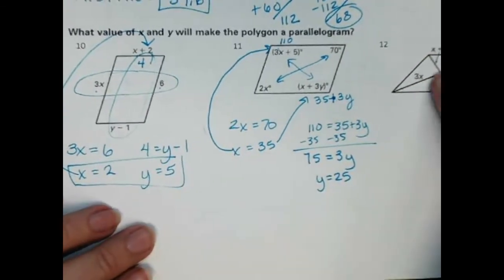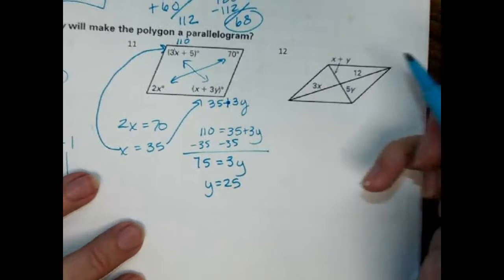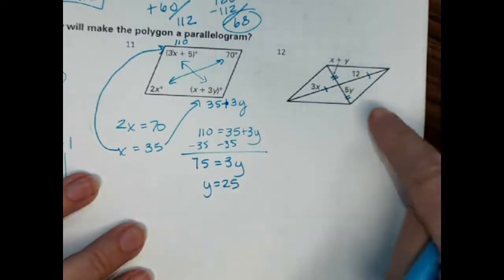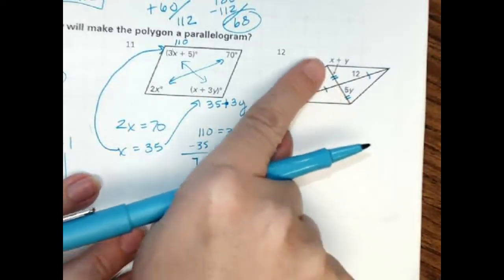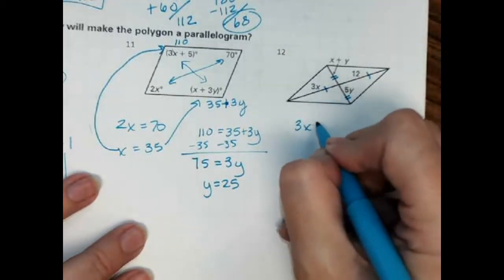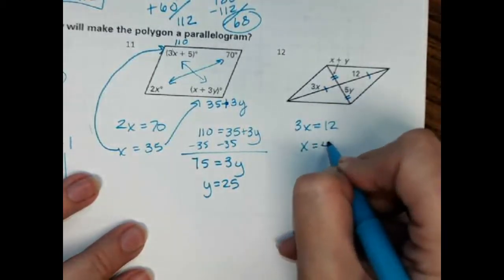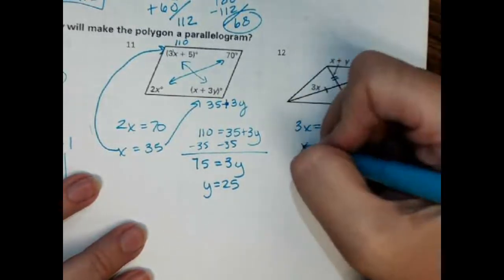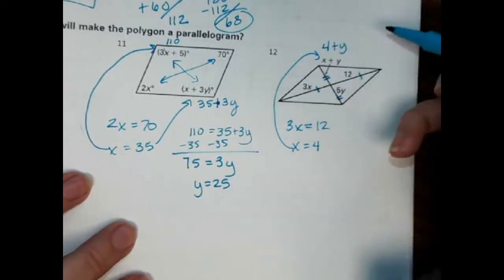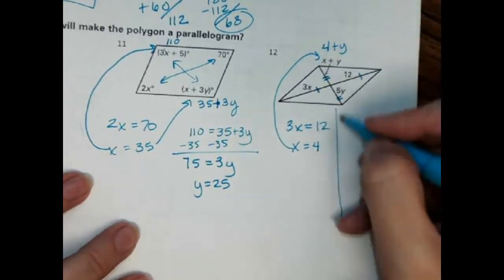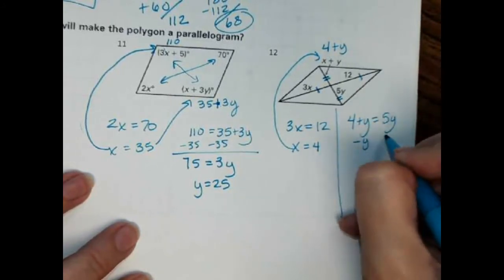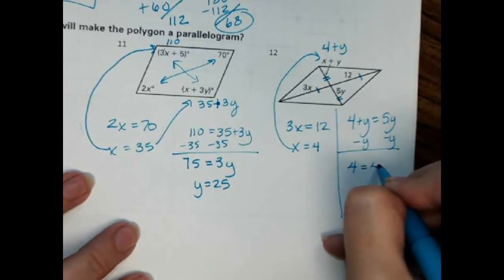And then finally, we know here that the diagonals are bisected. So this is equal to this, and this is equal to this. Which one do I have to start with? Well, this would have an x and a y in it, so I can't start with that. But I can start with this one. 3x equals 12, so that's x equals 4. Now I can plug this in for x right here, and I get that this one is really 4 plus y. Now I can say this is equal to this. So I have 4 plus y equals 5y minus y. 4 equals 4y, and y equals 1.